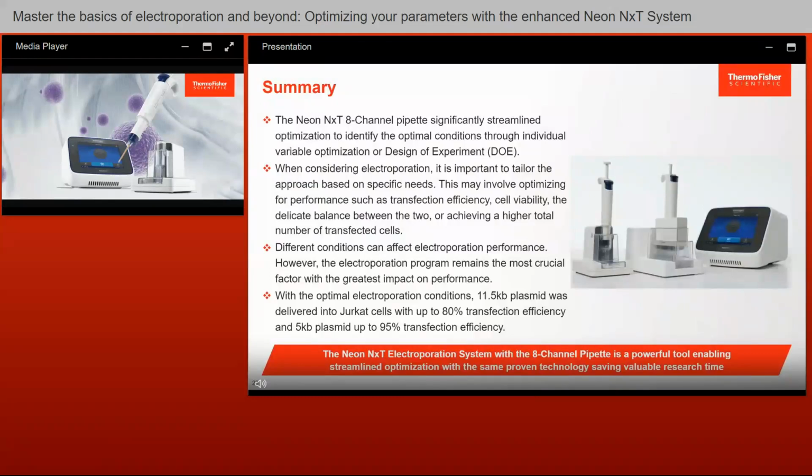With the optimal electroporation conditions, 11 kb plasmid was delivered into Jurkat cells with up to 80% transfection efficiency, and 5 kb plasmid was delivered to Jurkat cells with up to 95% transfection efficiency. With that, if there are any questions, I'm ready to answer.